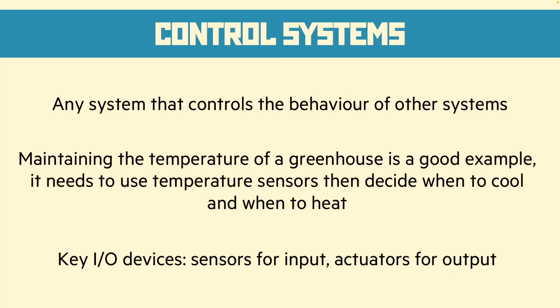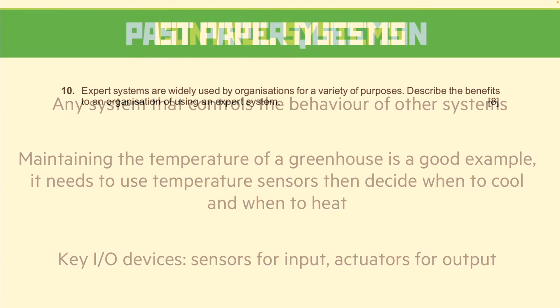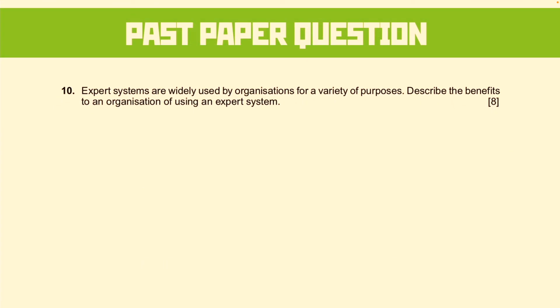Key input and output devices here are sensors for the input and actuators for the output. They are motors, they are things that move something in the real world. Another past paper question on expert systems. Okay, so what are expert systems?